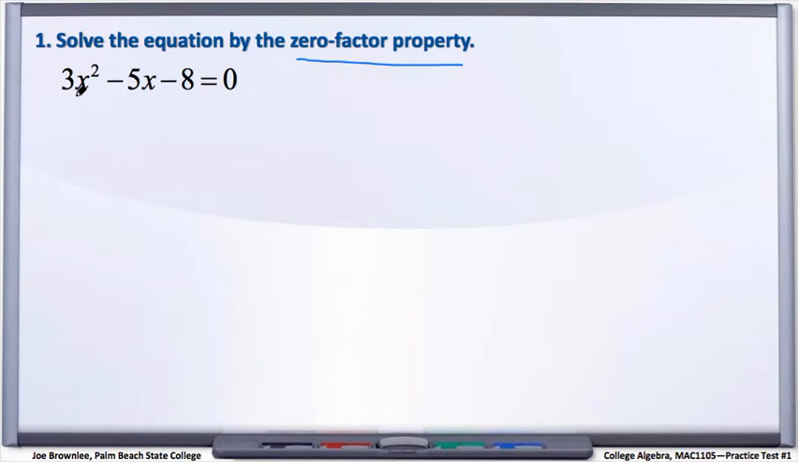When it comes to factoring the left-hand side here, there are a number of different methods that we can use. We can use the trial and error method, the scissors method, or the AC method. I'm going to go ahead and use the AC method here for number one. Hopefully that sounds familiar from class.